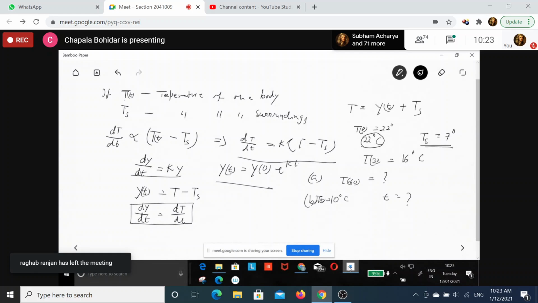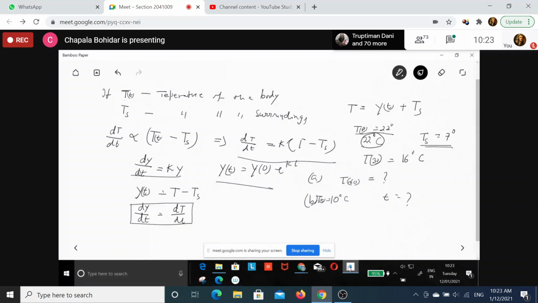See the question. The initial temperature of the soda pop is 22 degrees centigrade. When t is equal to 0, it is 22 degrees centigrade. And then after half an hour, when t is equal to 30 minutes, it is cooled to 16 degrees centigrade. Clear?